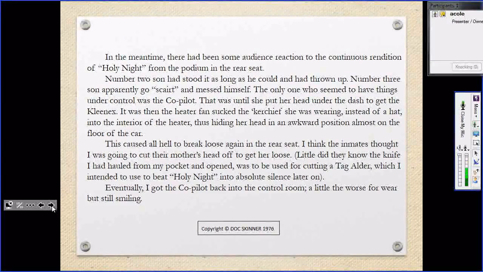It was then the heater fan sucked her kerchief she was wearing inside of a hat into the interior of the heater, thus hiding her head in an awkward position almost on the floor of the car. This caused all hell to break loose again in the rear seat. I think the inmates thought I was going to cut their mother's head off to get her loose. Little did they know the knife I had hauled from my pocket and opened was to be used for cutting a tag alder, which I intended to use to beat Holy Night into absolute silence later on. Eventually, I got the co-pilot back into the control room, a little worse for wear, but still smiling.